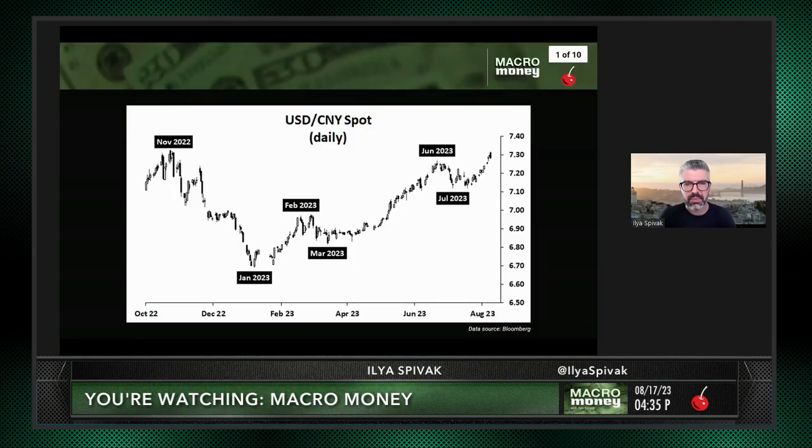So here's a chart of the US dollar CNY. This is the onshore exchange rate. I'll explain what that means in just a moment. And what you see here is the dollar rising against the yuan. So this chart going up is the dollar getting stronger, the yuan getting weaker. So you see that right now it is at the lowest levels it's been since November of last year.